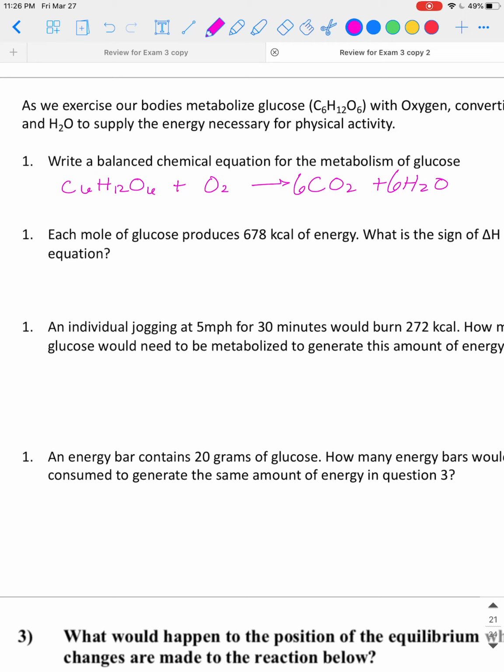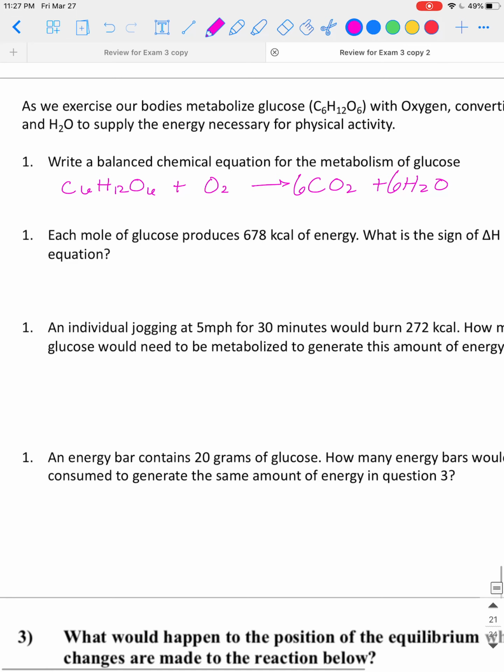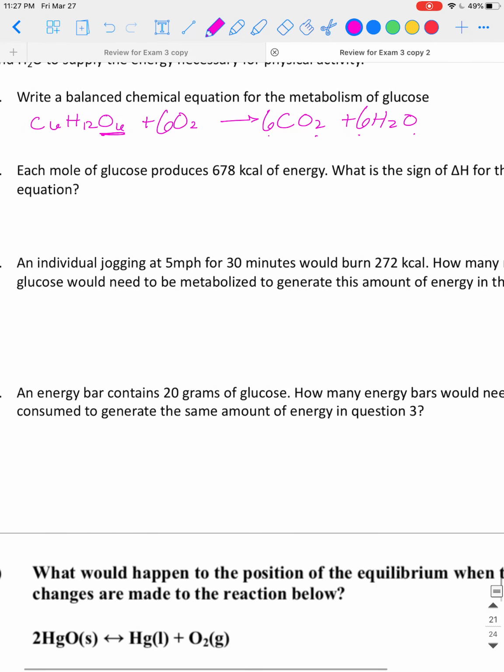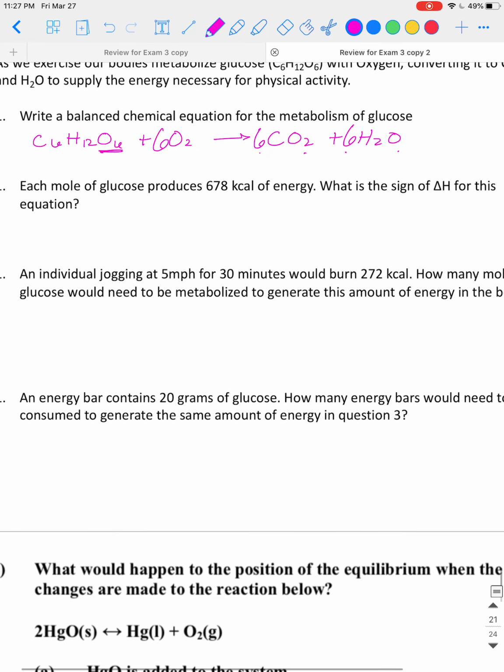We have 8 oxygens on the reactant side. We'll come back to that in a minute. How many oxygens do we have on the product side? 6 times 2 is 12, plus 6 more, that's 18. Well, we already have 6 over here. We need 18 total, so if we've already got 6, we need 12 more. If I put a 6 right here, that'll give us 12 more. So now the equation is balanced.